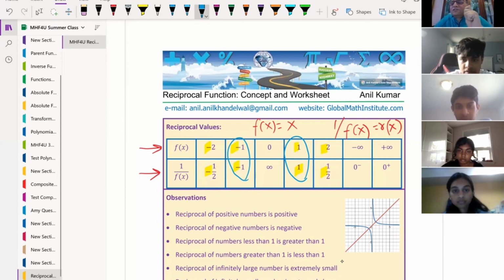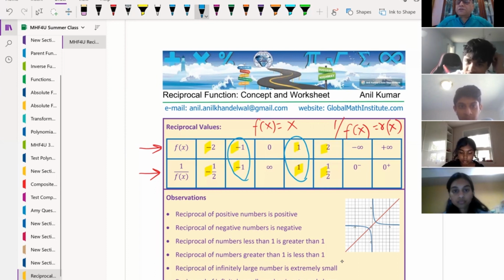So on the function, if you have a y value of 2, then on the reciprocal, I thought it was a transformation that 2 became 1 over 2, like the reciprocal. No, the reciprocal of 2 would be 1 over 2. Yeah. So function f of x and its reciprocal. Is that clear? Okay.